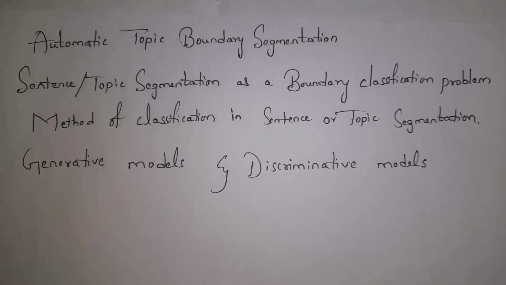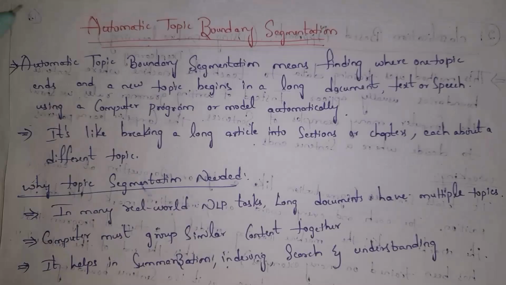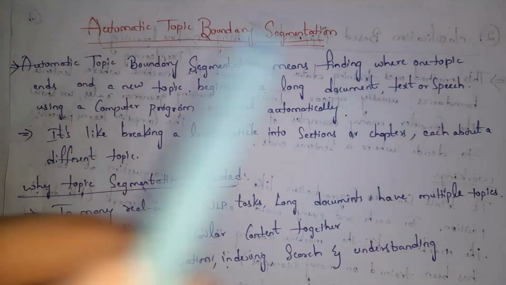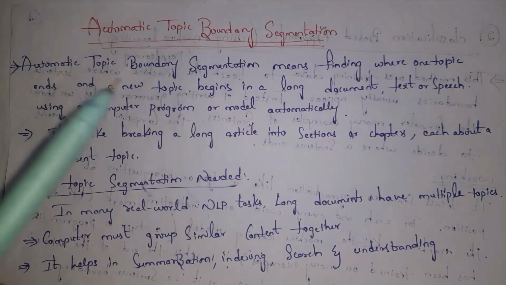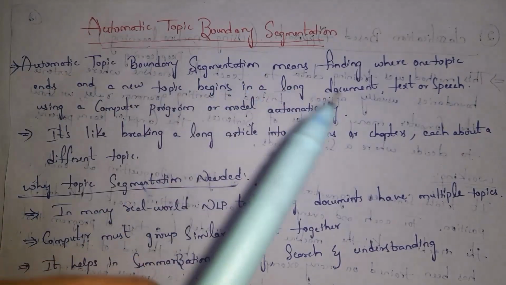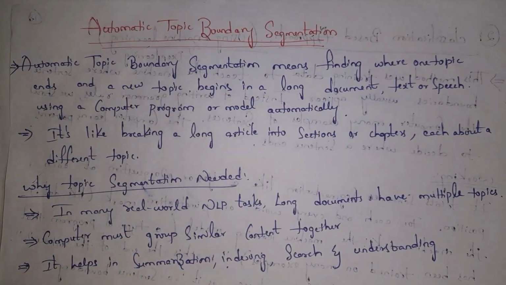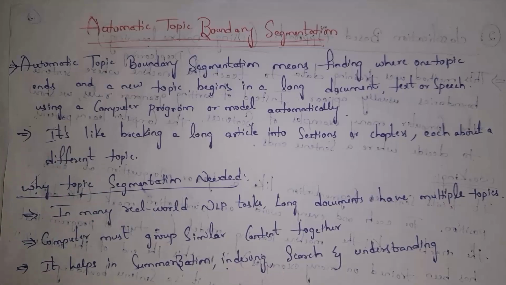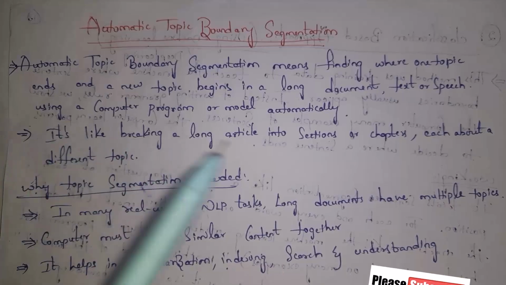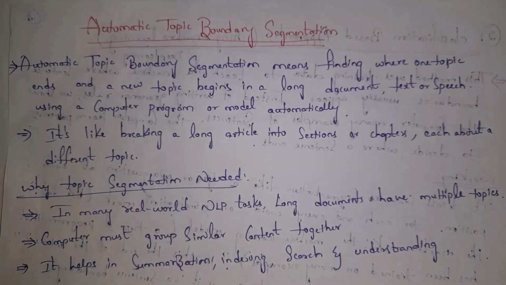Let's get started. First I will explain what is automatic topic boundary segmentation. Automatic topic boundary segmentation means finding where one topic ends and a new topic begins in a long document or text or speech using a computer program or model automatically. It's like breaking a long article into sections or chapters, each about a different topic.